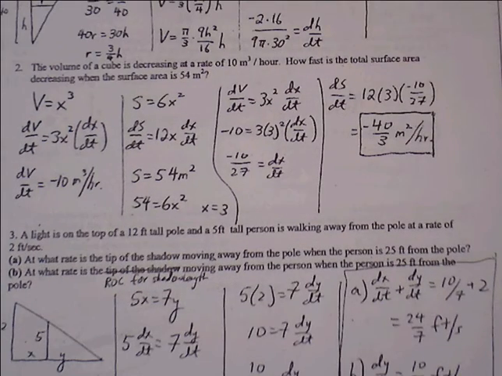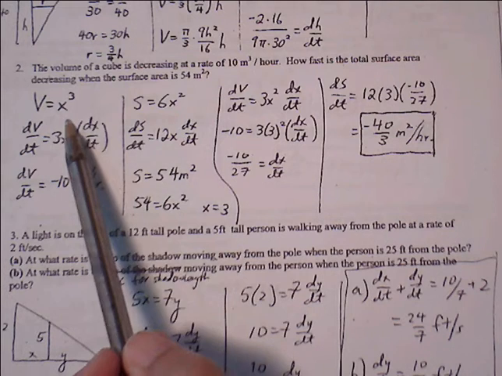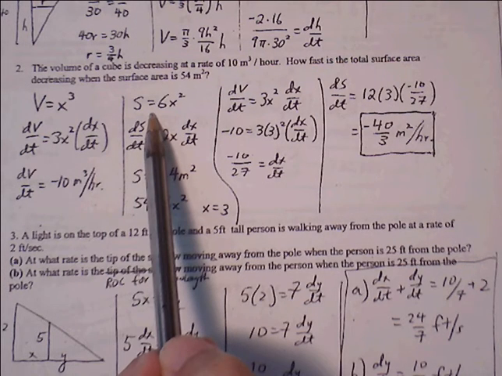All right, number 2. The volume of a cube is decreasing at a rate of 10 cubic meters per hour. How fast is the total surface area increasing when the surface area is 54 meters squared? So we're dealing with two equations here. We're dealing with the volume of a cube, and we're dealing with the surface area of a cube.